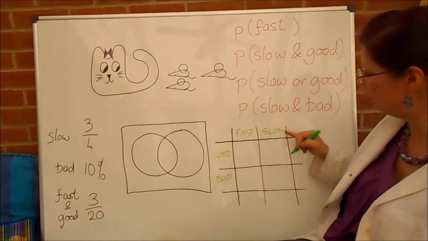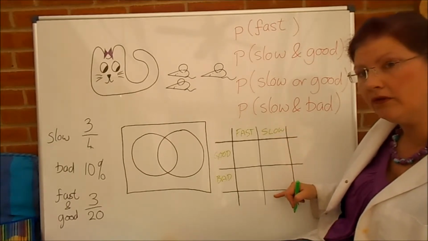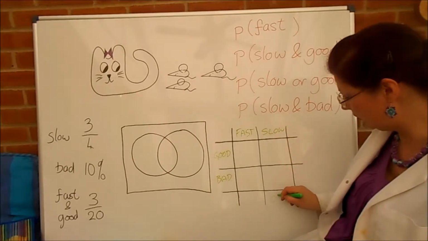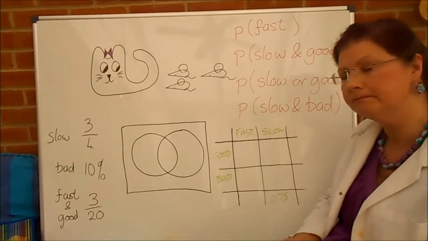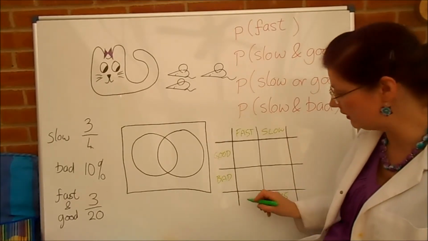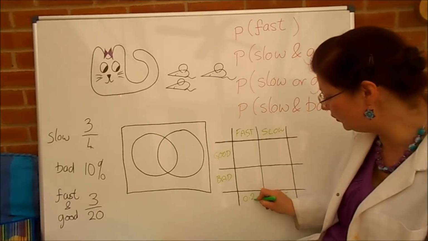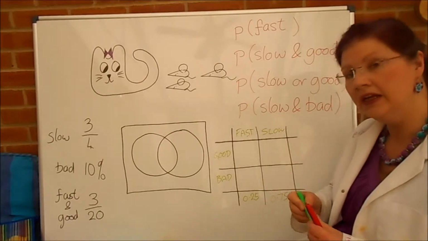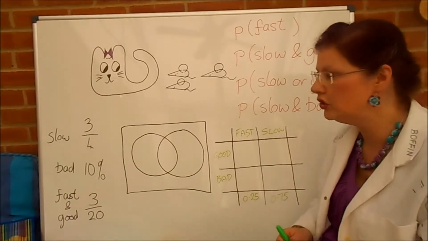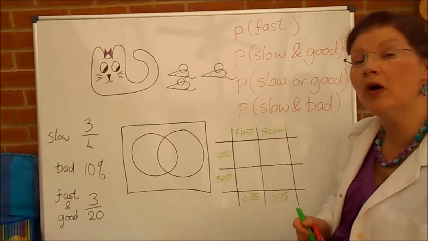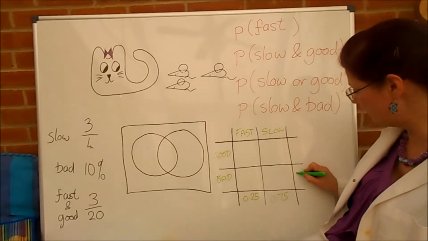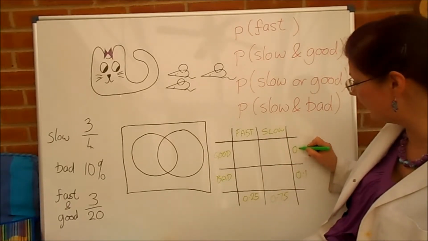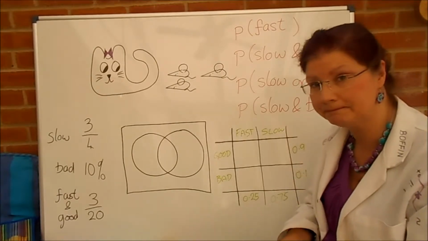So 3/4 of them are slow, which means that the total of this slow column must be 0.75. Okay? If the total of that is 0.75, then that must be 0.25. Similarly, with the ones that are good and bad, we're told that 10% of them are bad at hiding. So that's 0.1 here, which means that that must be 0.9.